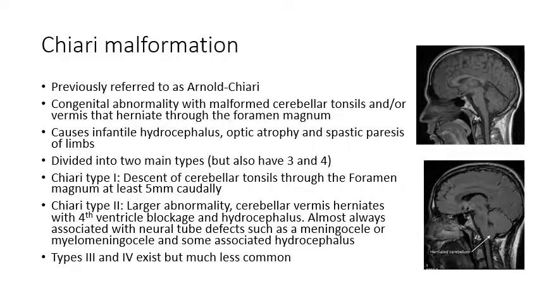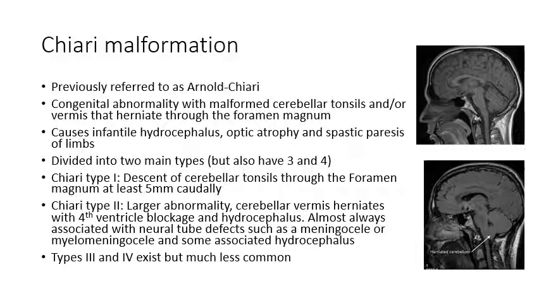However, if these tonsils become malformed, and they actually protrude further than they're supposed to, just like this one here, you can see these cerebellar tonsils are protruding. You can see that there's good flow of CSF in the normal MRI, but in this one, it looks as though that's completely blocked. And of course, this would lead to a blockage of CSF flow, and you would get infantile hydrocephalus, optic atrophy, and sometimes a spastic paresis of the limbs as a result of this.